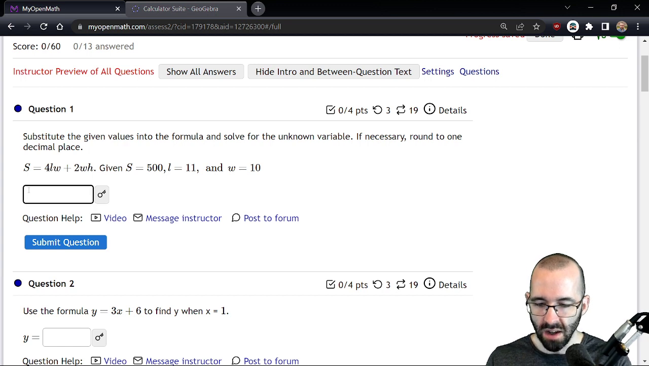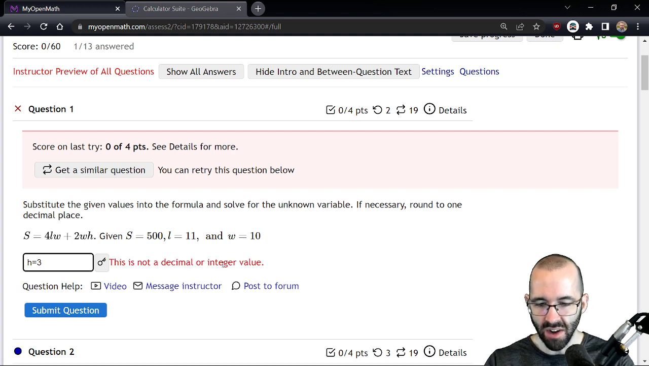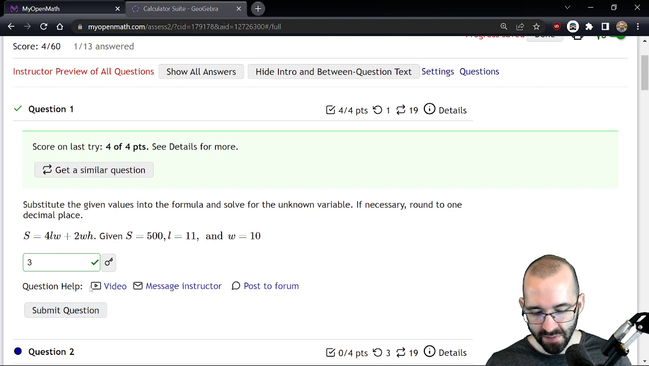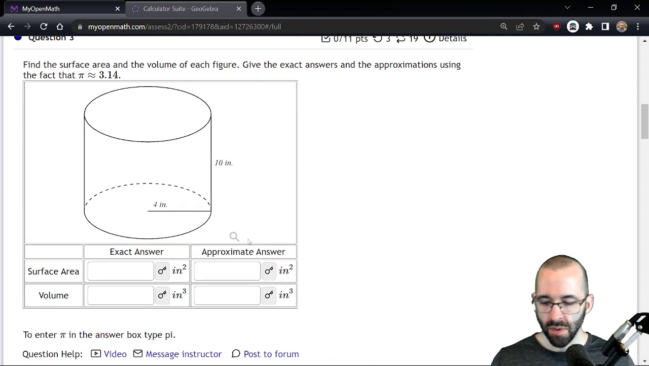H equals 3. I don't know. They don't really tell you how they want you to write your answer. Let's try H equals 3. Nope. It wants an integer. Yeah, I typed this in and it told me, but I pressed enter too fast. So here it just wants 3. There you go.